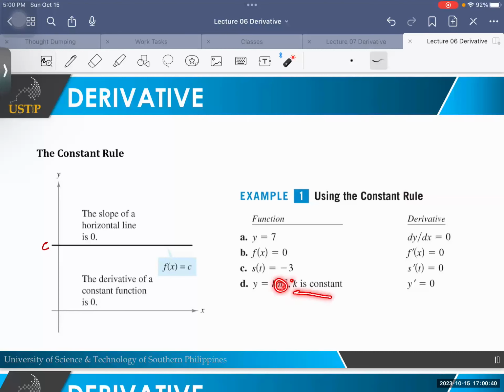Of course, pi is constant, so this whole term is constant, whatever the value of k. So it's always going to be constant. So y prime is equal to 0.